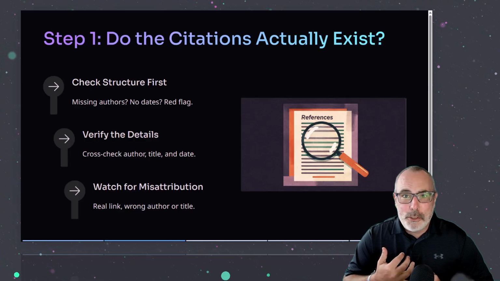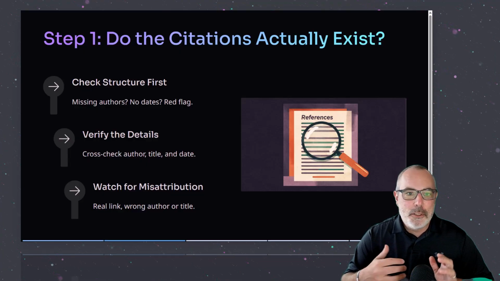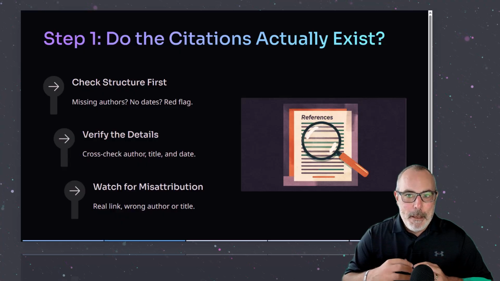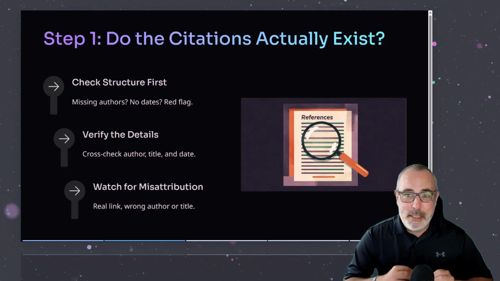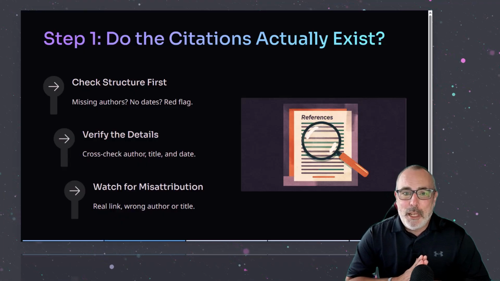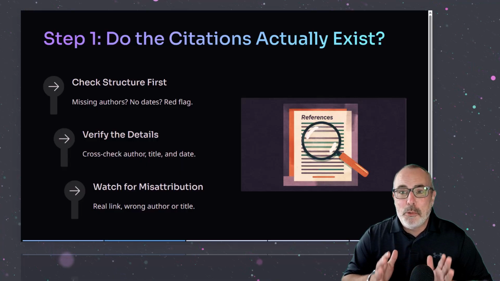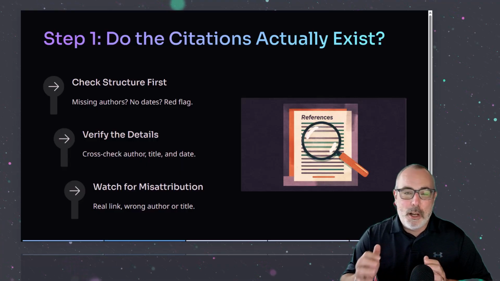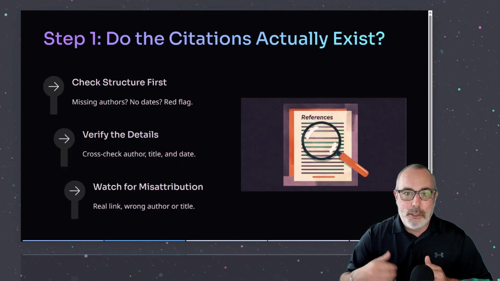Look for structural errors first, such as missing authors, publication dates, etc. Then verify that the details match. A very common AI hallucination is to give you a real web link, but attribute it to the wrong author or to the wrong article title.